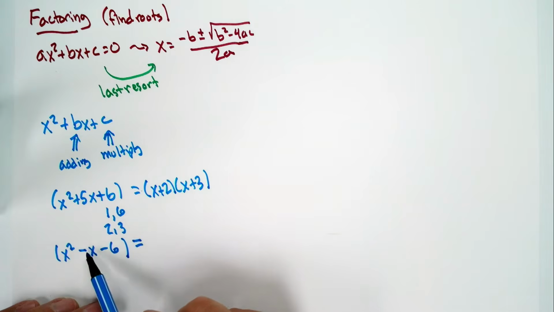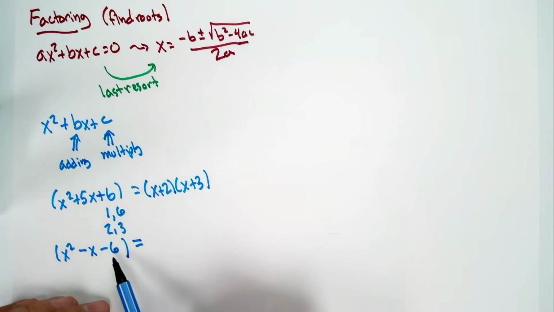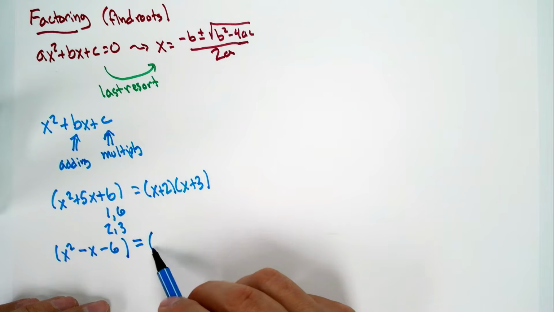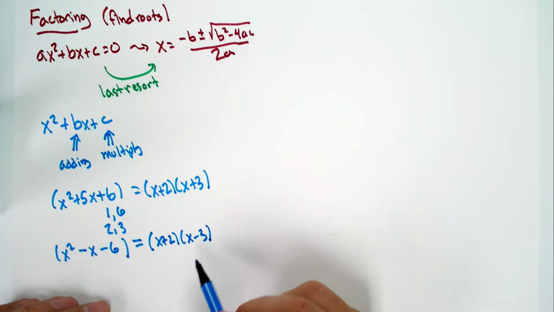All right. Now, when I add them together, I need to get a negative. So that means the larger number better be negative. So if I have 2 and 3, if I make the 3 the negative and the 2 positive, let's check. It'd be plus 2 and minus 3, minus 1, and negative 6. Perfect. x plus 2, x minus 3.